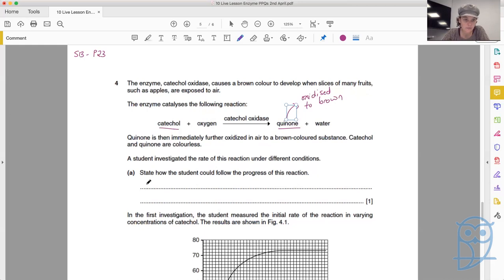So look for the first appearance of the brown color. But the thing is, one of the struggles with that Benedict's test and time to first color change is, when is it changed? What is green? So let's tell them. We would use a standardized color chart. Let's make it easy.